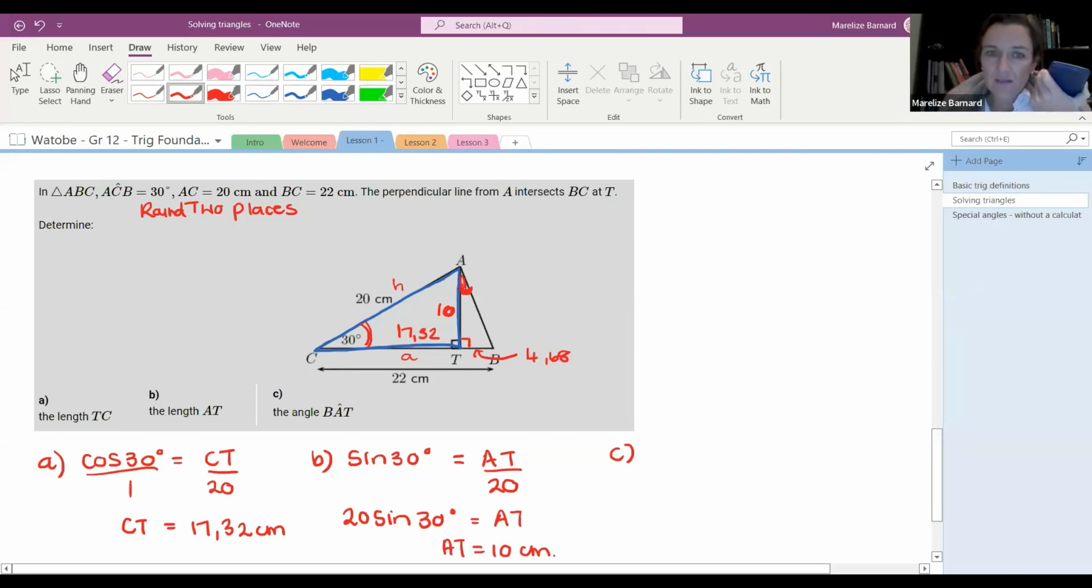If we're looking for this angle here, this is the opposite side, this is the hypotenuse side, this is the adjacent side. So we are again going to use tan. Right, so tan of angle BAT is opposite 4,68 over adjacent TOA 10. And we go back to our calculator and say shift tan 4.68 divided by 10. That will give us BAT.